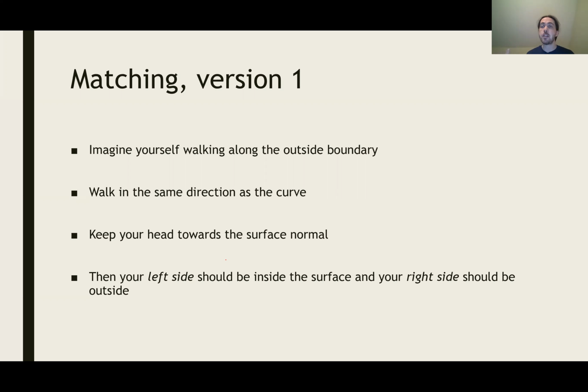What we do is we imagine ourselves walking around the outside boundary along the direction of the curve. And the surface has a normal that tells us what direction is up. We point our head in the same direction as the normal vector. And then as we're walking forwards with our head pointed towards the normal, the region that we're integrating over, the surface, should stay on our left-hand side, the same as with Green's theorem.